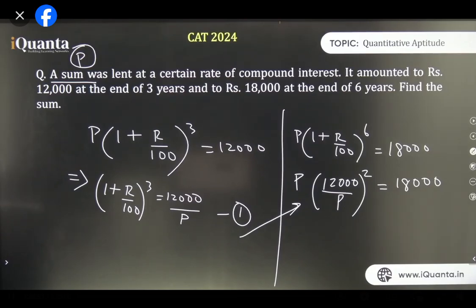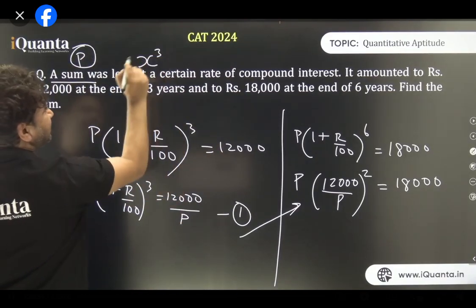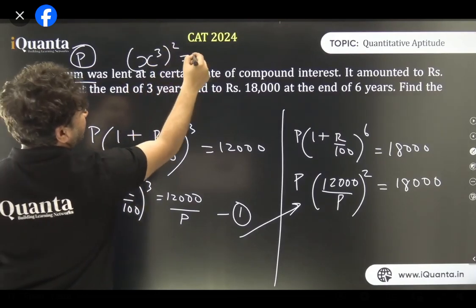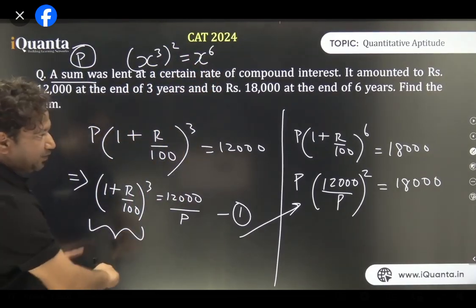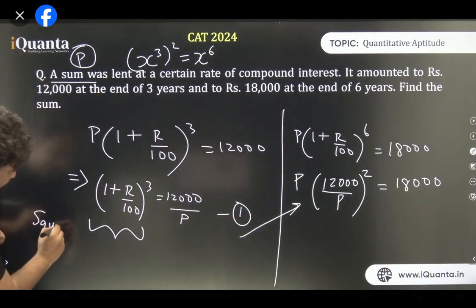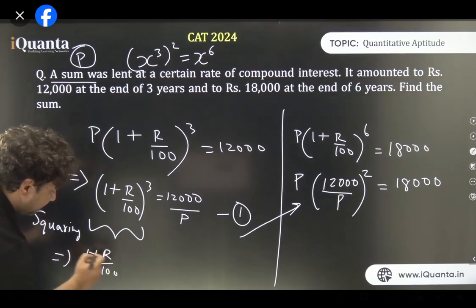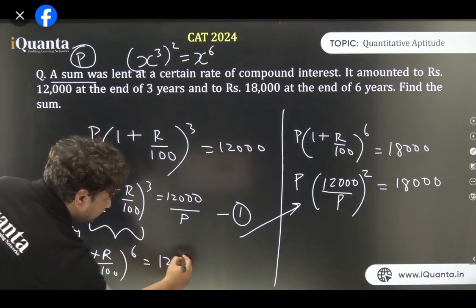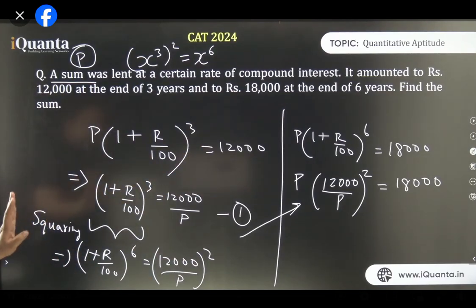I said, okay, see. What is the square of x cube? It's the 6th power of x. Is this clear? So I squared this and I got the 6th power. Wait. Squaring both the sides: (1 plus r by 100) to the power 6 is equal to (12,000 upon P) whole square. Now is it clear?